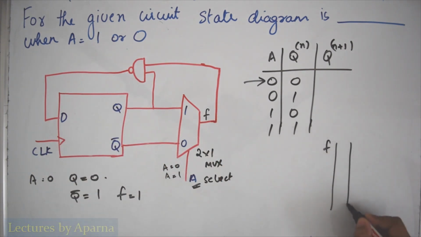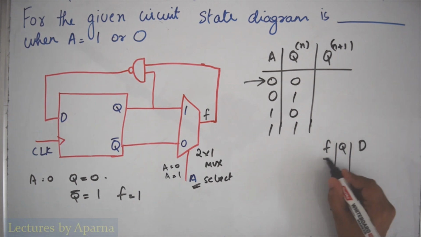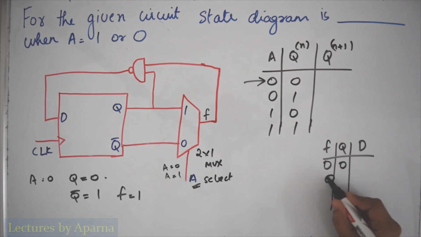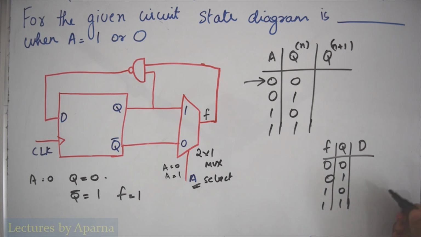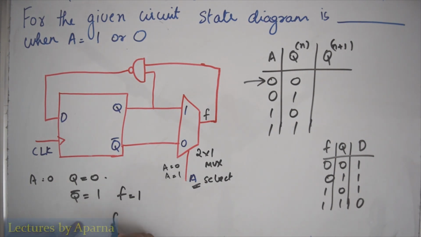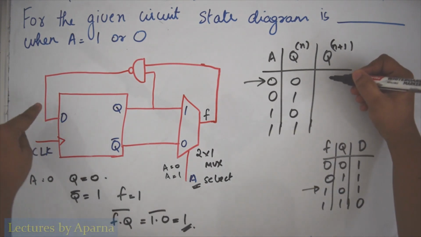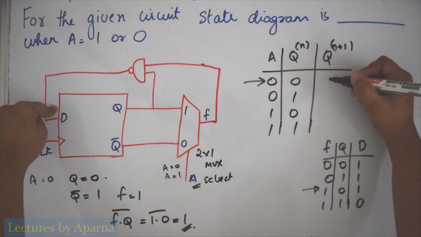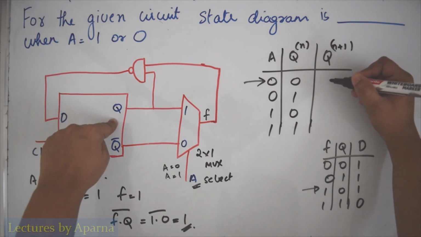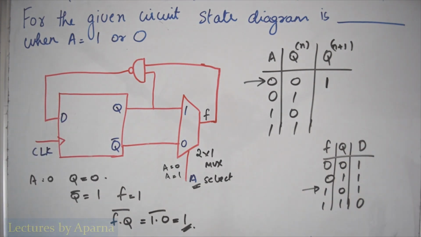So I am having F here, Q here and output D: 0 0, 0 1, 1 0 and 1 1. This is the truth table of the NAND gate, which is 1, 1, 1, 0. So F is 1, F dot Q we have to NAND. We will get F is 1, Q is 0, NAND operation of 1, 0 will give a 1 at the output. So this 1 will come here. That will be the next state. When the next clock comes, this will appear at the output. So I am having a 1 here.